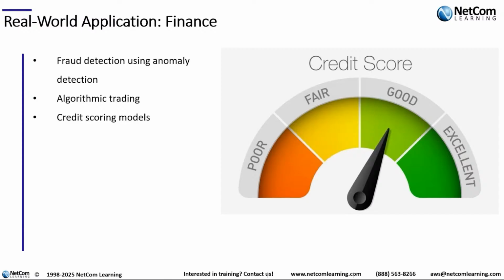Lastly, we have credit scoring models. So instead of relying only on traditional credit scores, machine learning models can evaluate a broader set of data, such as payment history, income trends, and even behavioral data to assess creditworthiness more accurately. Okay, and this can increase loan approval rates while reducing default risks.